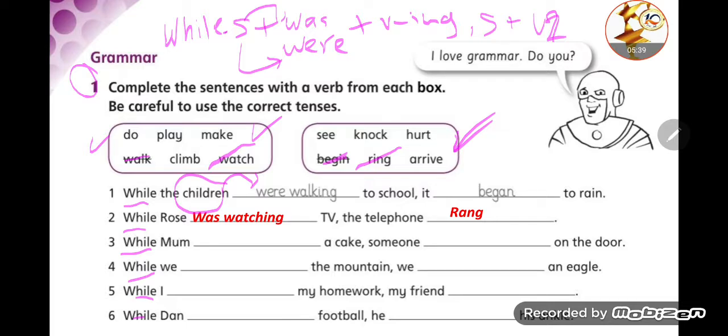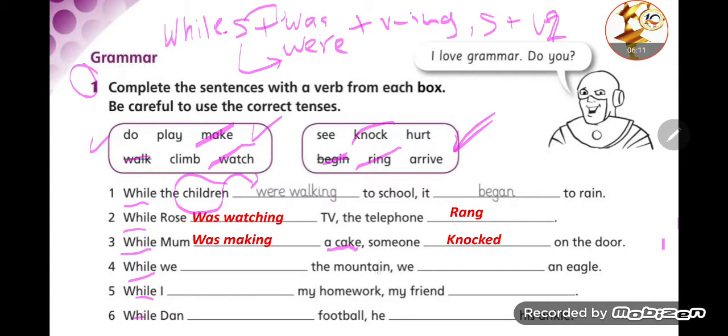While mom a cake someone on the door. لاحظ هون عندنا cake يعني ماما بتعمل كيك. إذن هون شو بدها تكون make. While mom was making a cake someone شو بيعمل؟ knocked on the door. Knocked on the door. Let's see the answer here. Was making, knocked on the door. Okay, number 4.